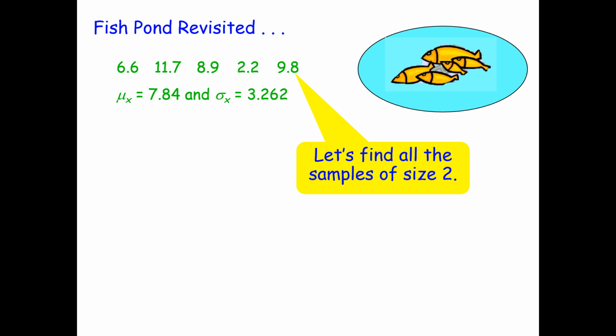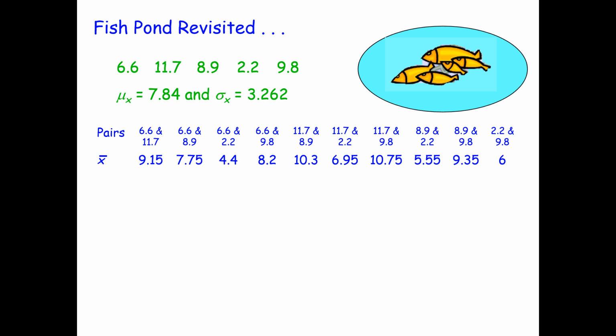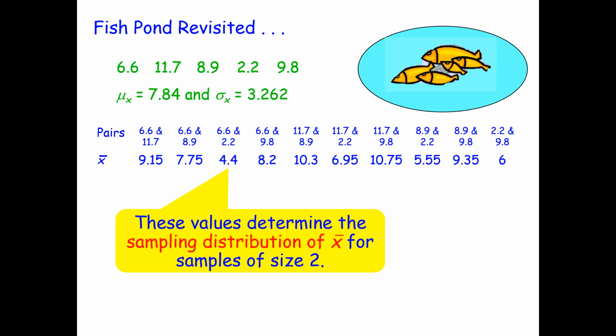So let's find all of the samples of size 2. How many samples of size 2 are possible? We should have 10 total samples possible. If we look at our pairs, and then from those pairs calculate each of their sample means, we get the following sample means. Now, all of these values determine the sampling distribution of our sample mean for the samples of size 2.